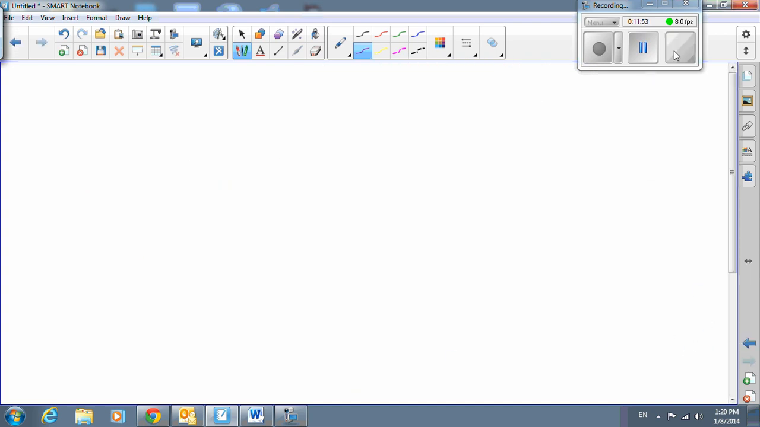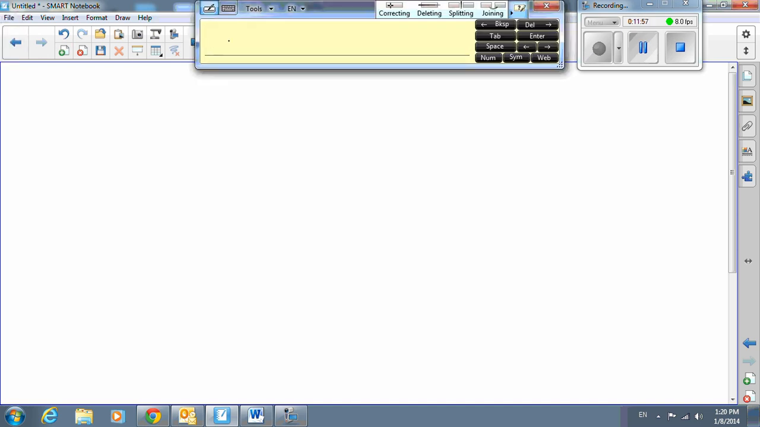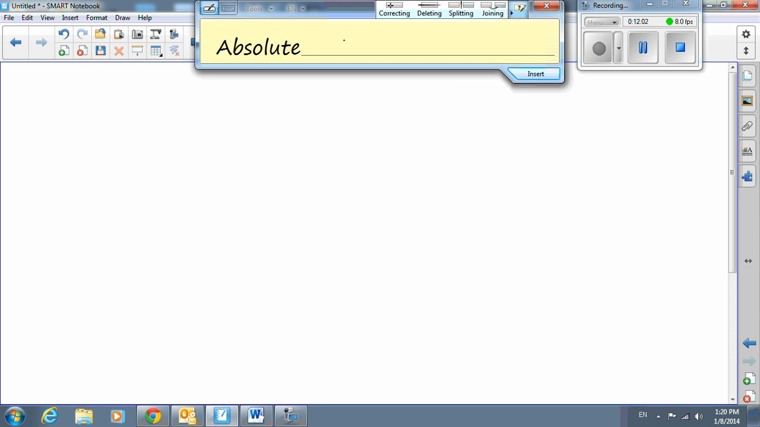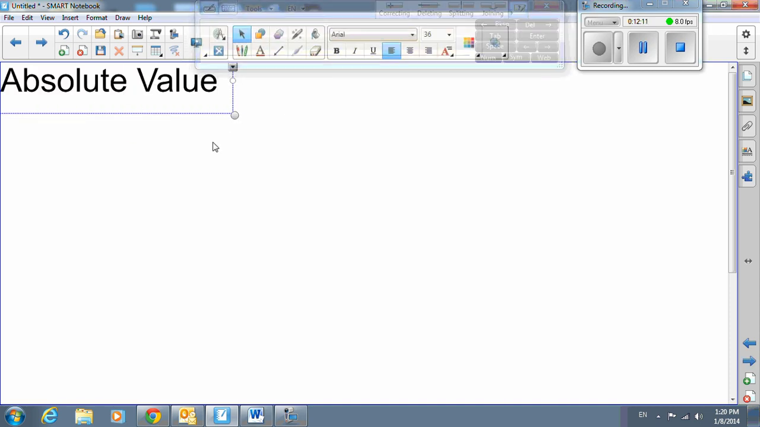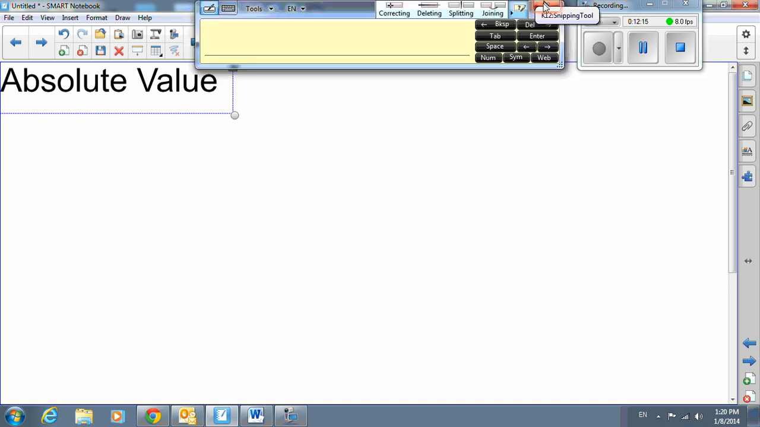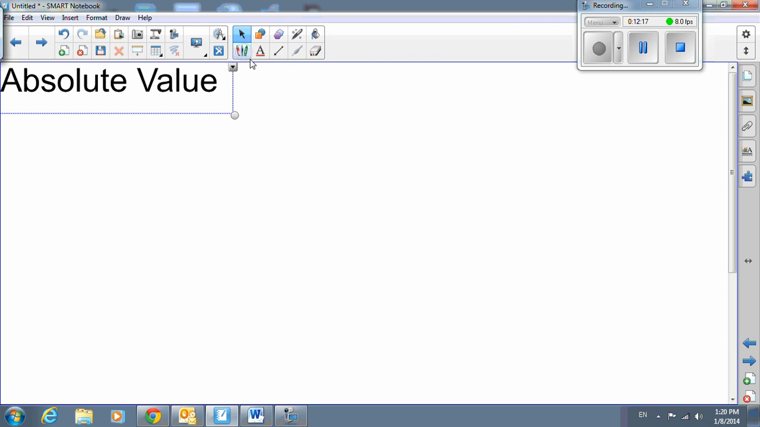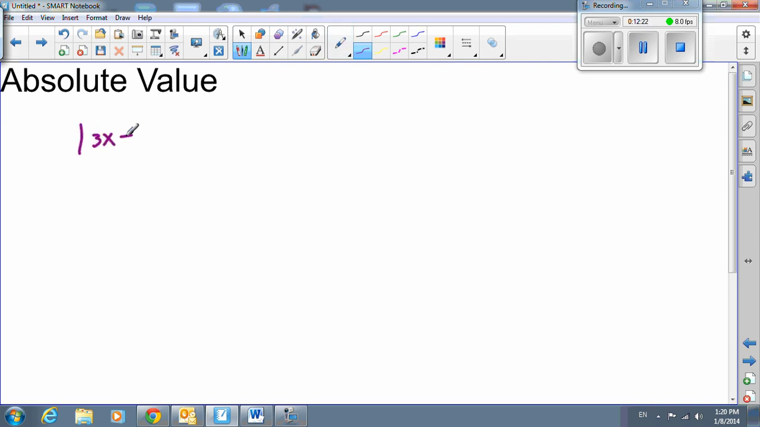Now, the next one will be absolute value. So let's go ahead and have absolute value. For absolute value, you always have to split them in two. So let's look at an example. Here, for example, I have the absolute value of 3x plus 5 is equal to 1.